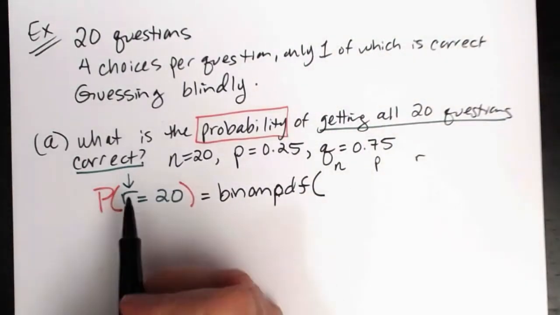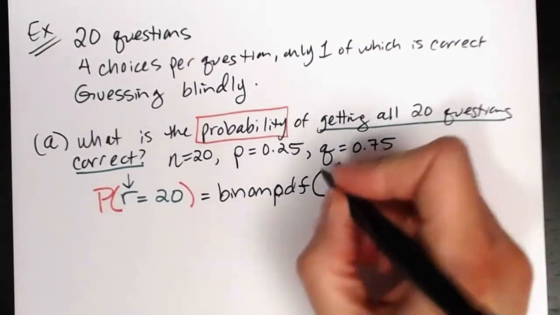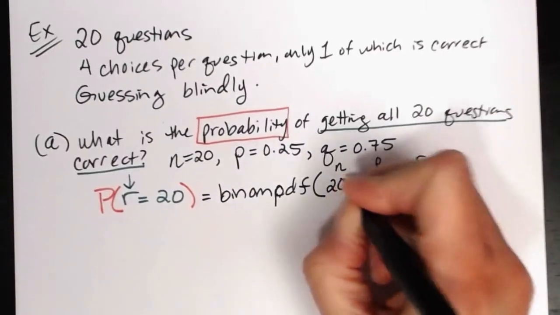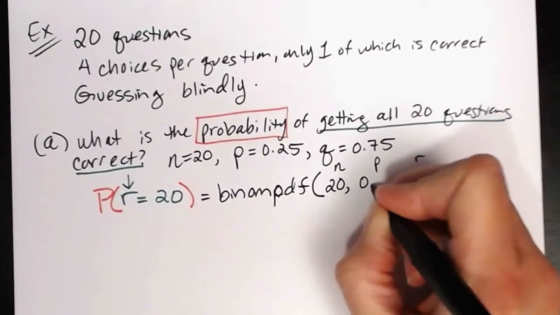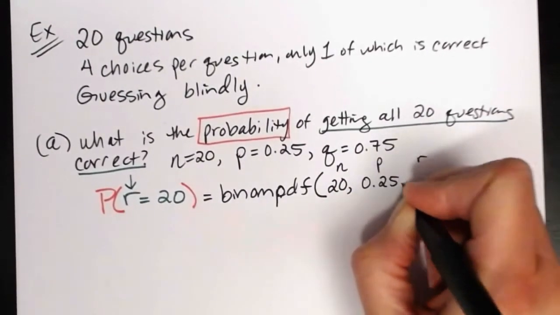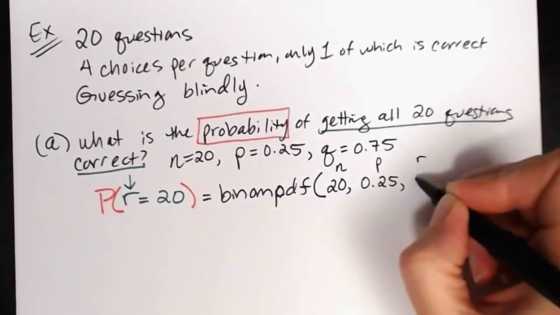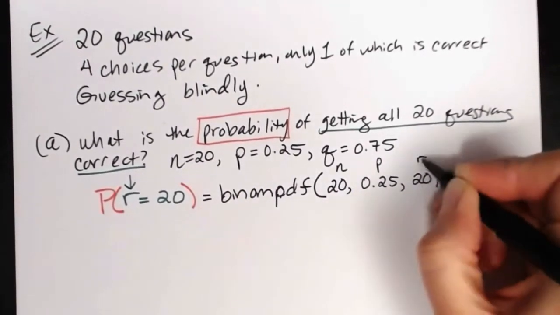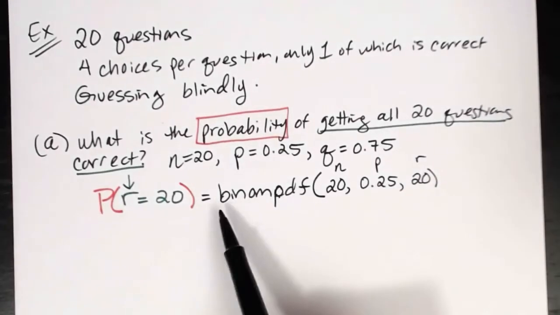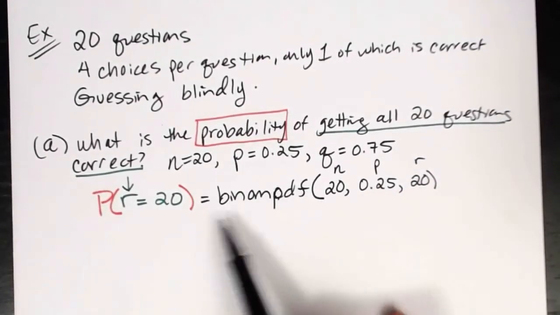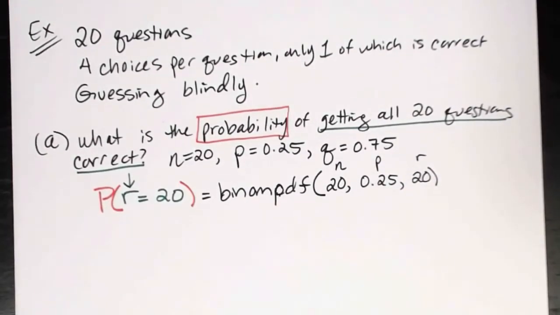So in this scenario, when we want to know what's the probability of getting all 20 correct, we had 20 trials. Probability of success on any given trial was 0.25. And we want to know the probability of getting all 20 correct, so our r is equal to 20. And this is what we will enter into the calculator to get that to come up.